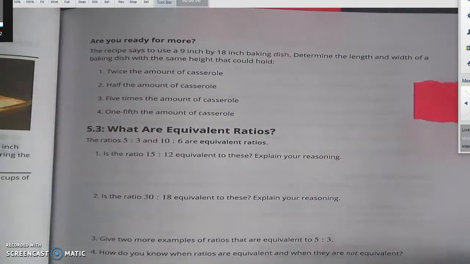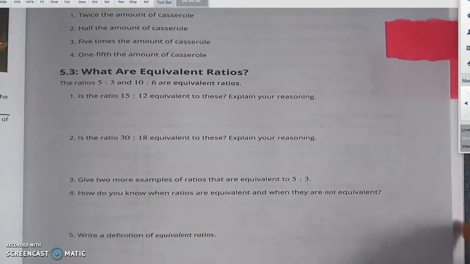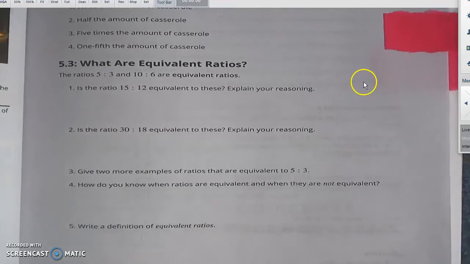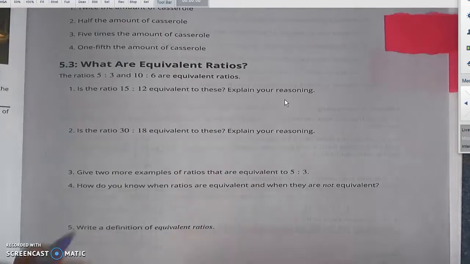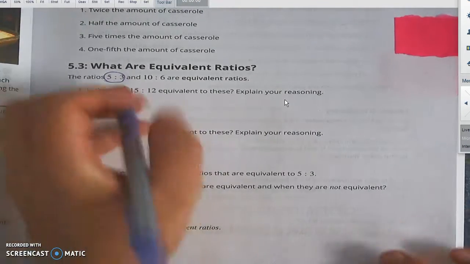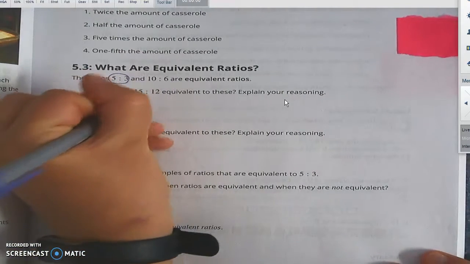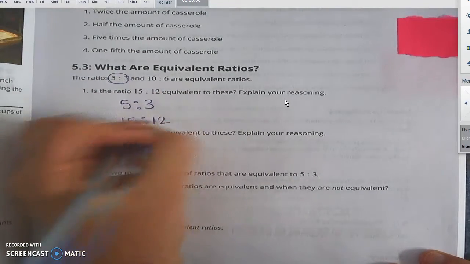So then the lesson 5, here's where we really were talking about equivalent ratios and calling them equivalent ratios. So it tells us that the ratios 5 to 3 and 10 to 6 are equivalent, and then it asks if 15 to 12 are equivalent to those, and explain your reasoning. So I'm going to just look at 5 to 3 for a moment. So if I have the ratio of 5 to 3, and then I'm looking at 15 to 12, and I want to know if it's equivalent.